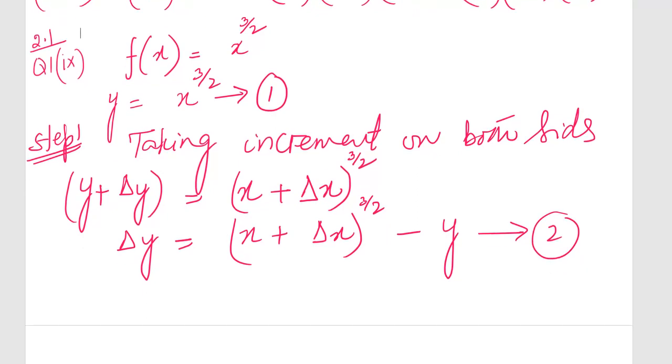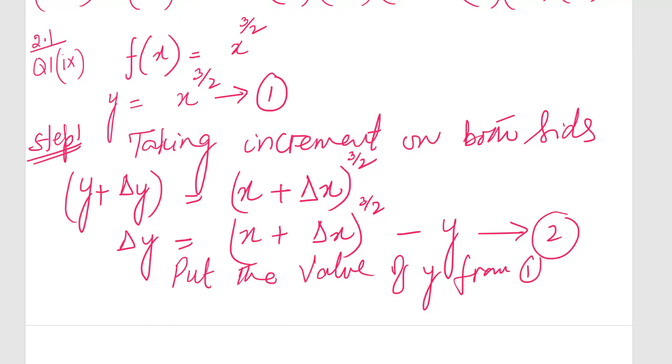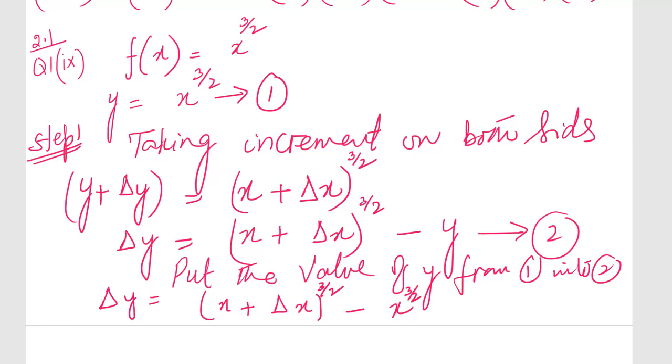Right? So here I say that y is equal to x raised to power 3 over 2. So instead of this y, I can put the value x raised to power 3 over 2. So we have to put the value of y from 1 into 2. So it will be delta y is equal to x plus delta x raised to power 3 over 2 minus x power 3 over 2. Right, so our first step is complete.